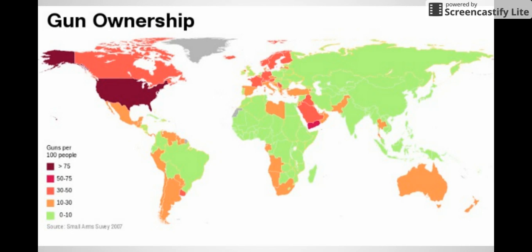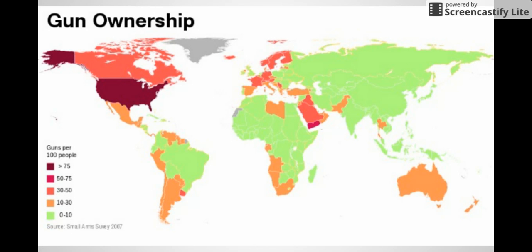Here's an example of a special purpose map that shows gun ownership. If I look to my legend on the bottom left, it shows me what the different colors symbolize, and the dark brown shows that that would be greater than 75 guns per 100 people. And then all the way down to that greenish color is 0 to 10 guns per 100 people.